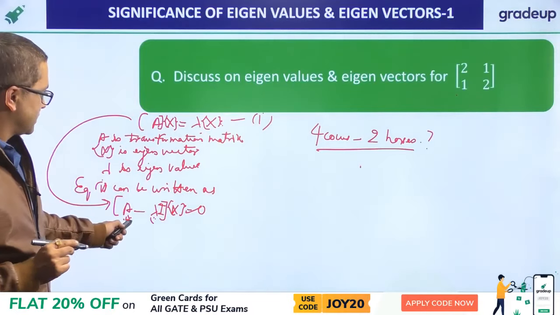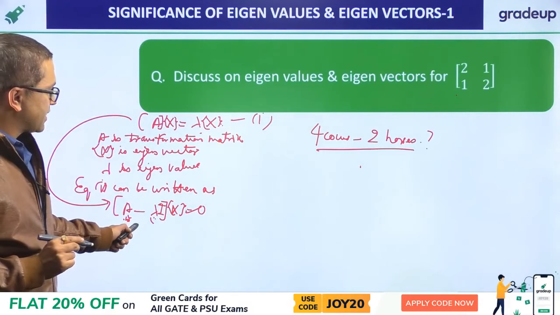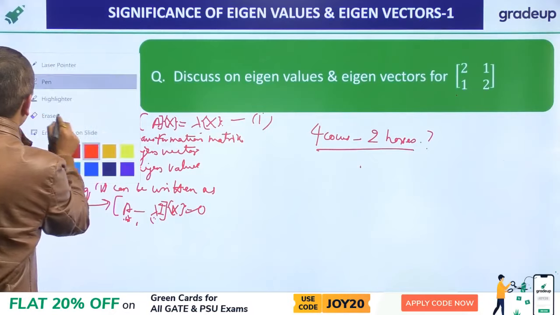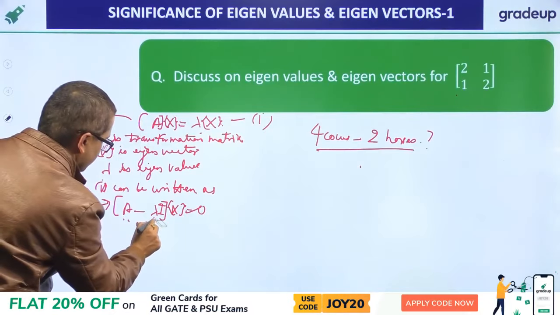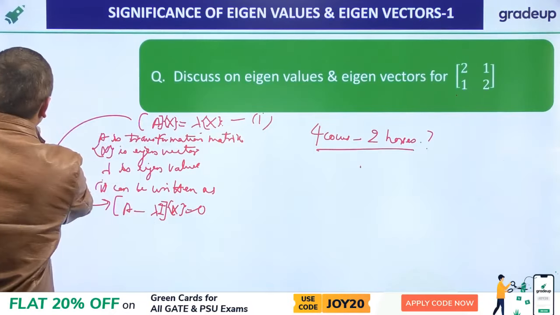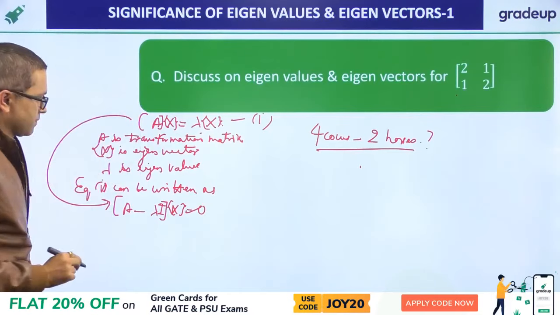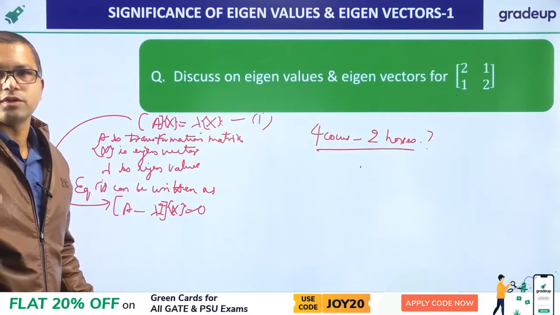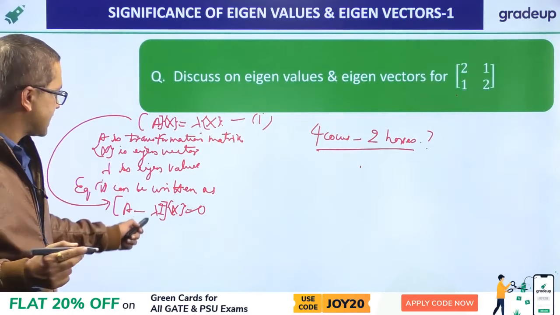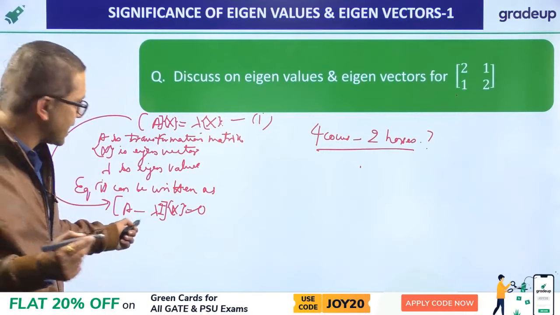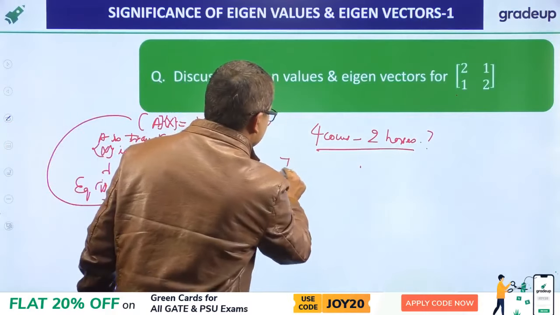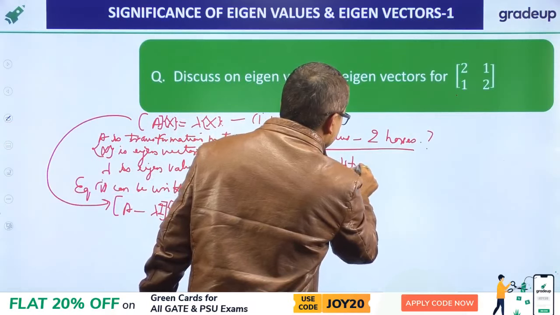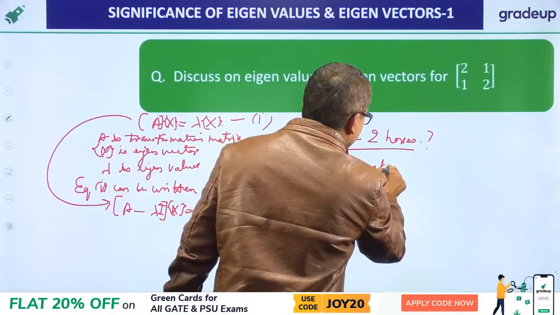Now it seems mathematically correct. Yes, now it seems mathematically correct. I hope you understood the concept, why this I is required over here. What is I? I is the identity matrix.